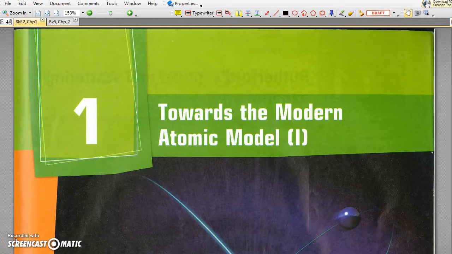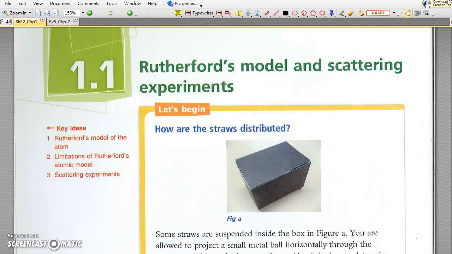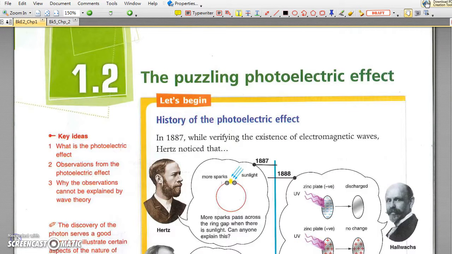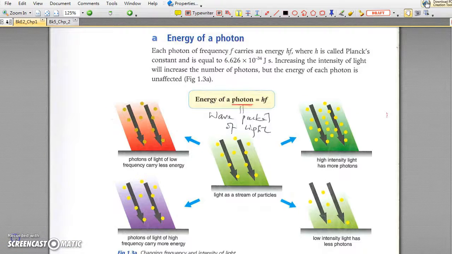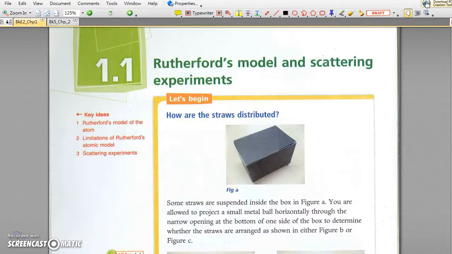Book E2, Chapter 1, Towards the Modern Atomic Model. There are 3 subchapters in Chapter 1. We will first study the Rutherford atomic model, and then go through the history of photoelectric effect, and lastly, to see how Einstein explained the observations in photoelectric effect by using particle theory of light. So here we go, back to chapter 1.1.